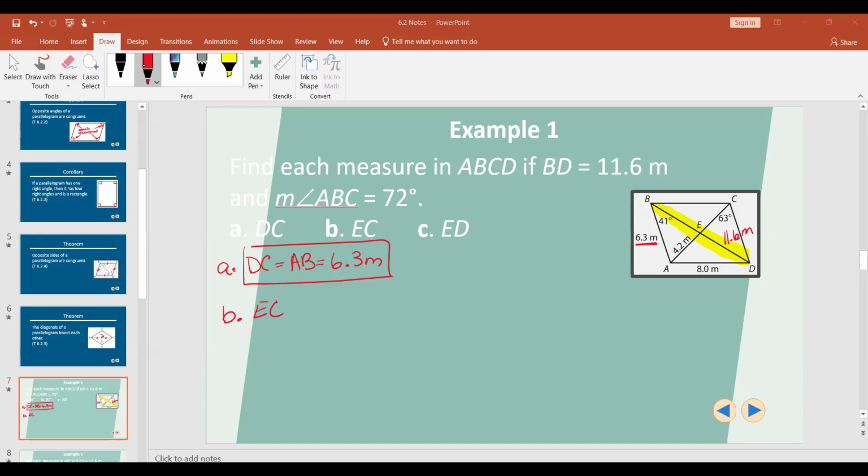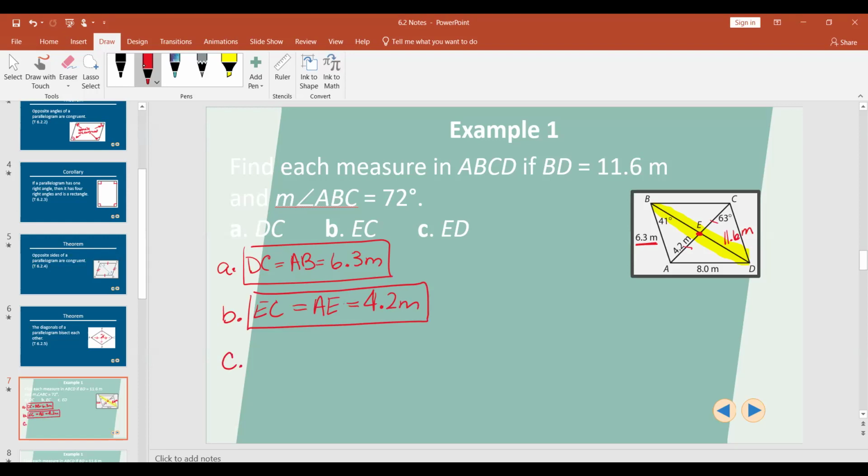So EC is the other diagonal. They've told us that half of it is 4.2 meters. So AE, let's say EC is equal to AE because that's a bisector. So we know that these two sides are congruent, and AE is equal to 4.2 meters. Therefore, EC is 4.2 meters.